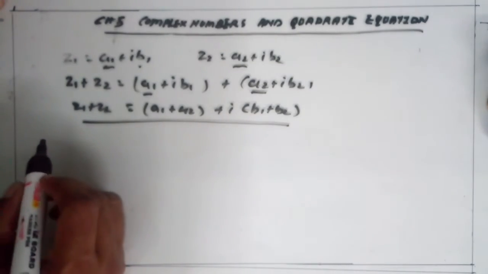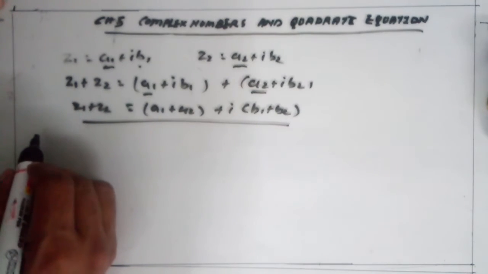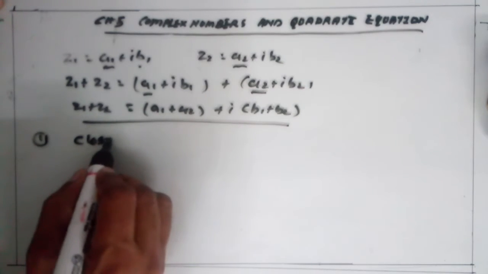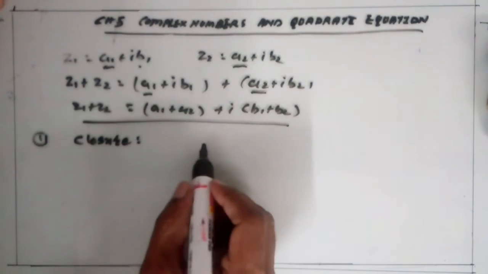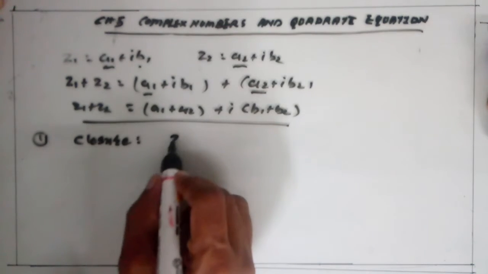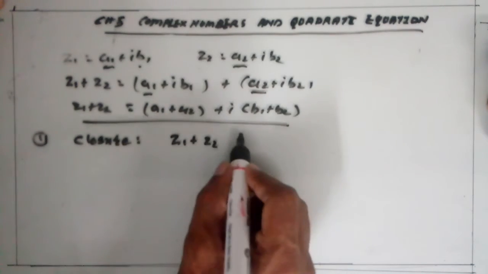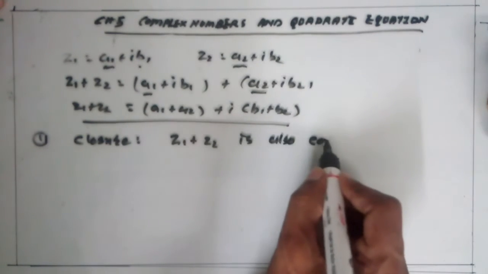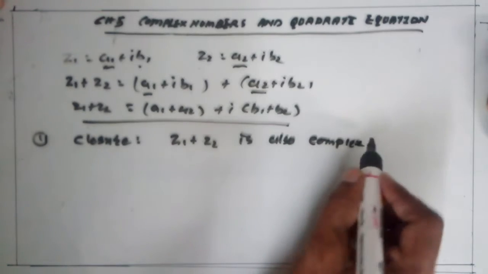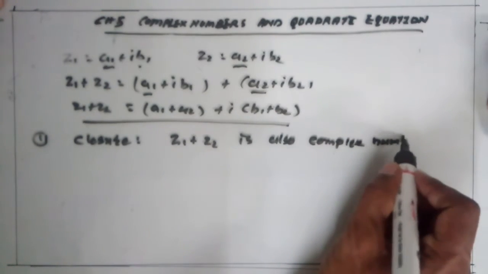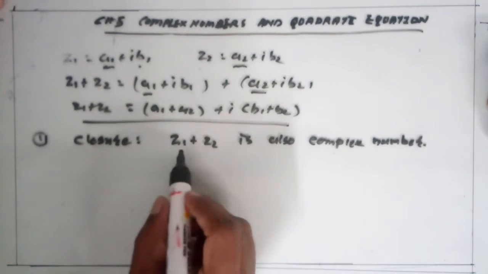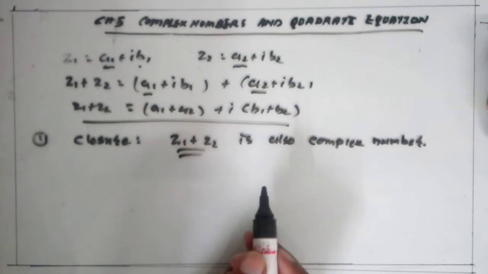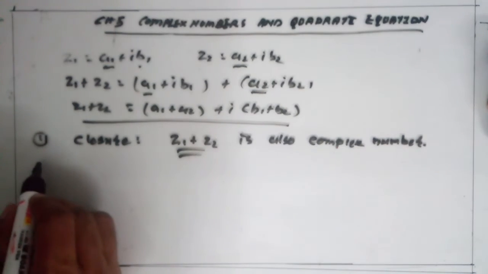Now properties of addition. First property, closure property. For two complex numbers z1 and z2, z1 plus z2 is also complex number. Clear? That is, addition of two complex numbers is also complex number. So complex number is closed for addition.